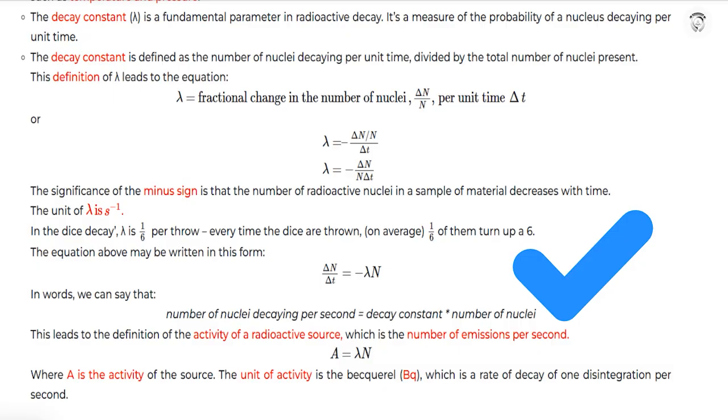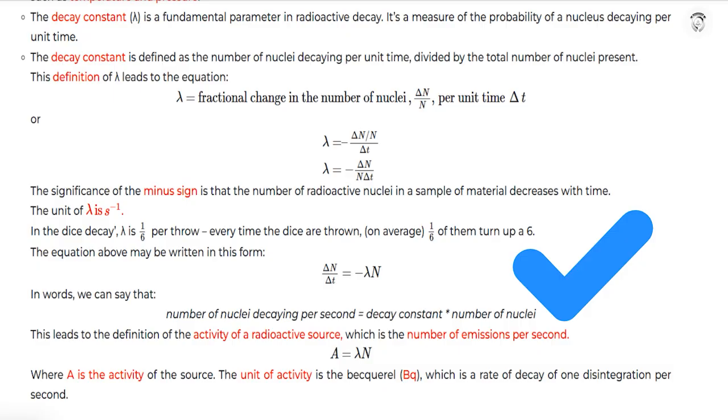So therefore, the decay constant is the fractional change in the number of nuclei, delta N over N, per unit time, and we can write the equation for the decay constant as lambda equals minus delta N over N times delta t. If you look at this carefully, you will see that there is a minus sign. What does this minus sign indicate? It tells you that the number of radioactive nuclei in a sample of material decreases with time. That is why we have a negative sign.